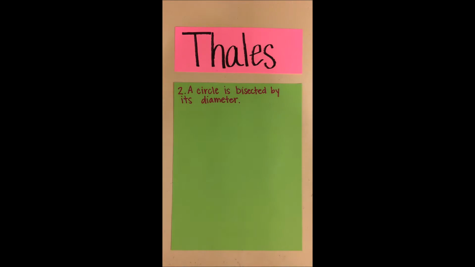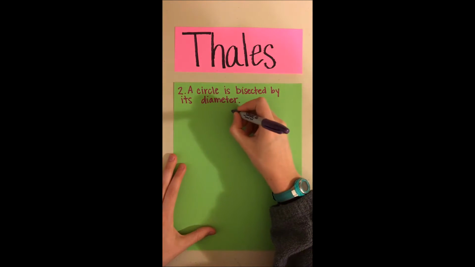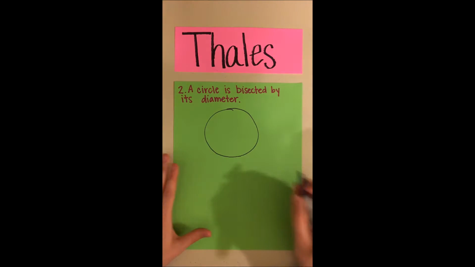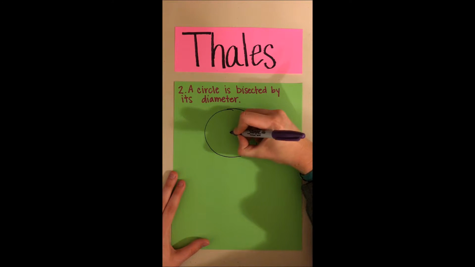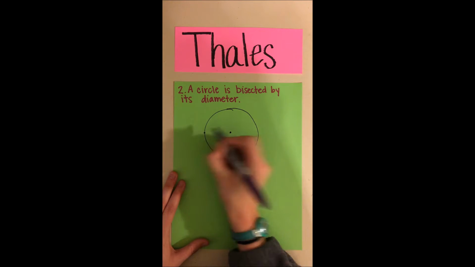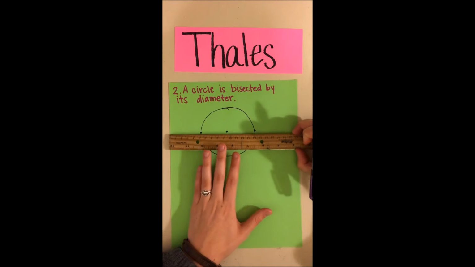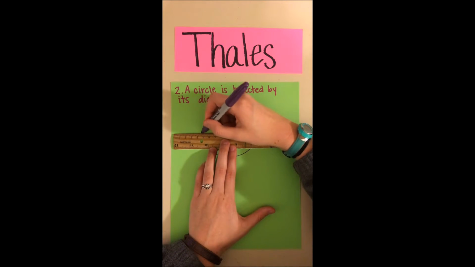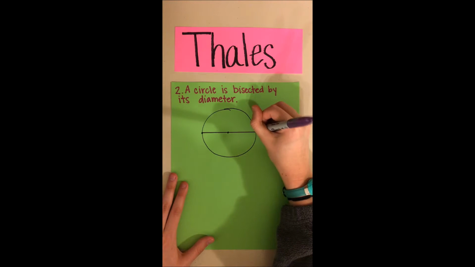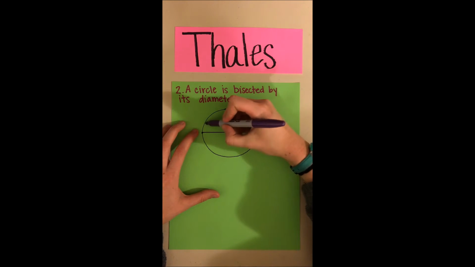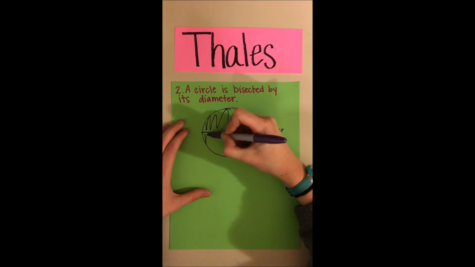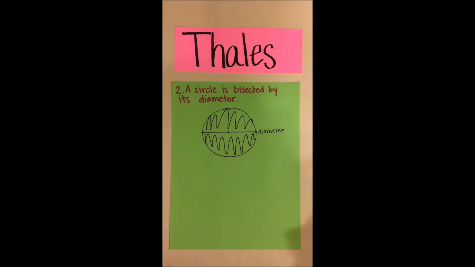Our second contribution by Thales was a circle is bisected by its diameter. So we're going to explain that right now. You have a circle right here. And then a diameter of a circle is any straight line segment that passes through the center of the circle and whose endpoints lie on the circle. So here's roughly the center of the circle, and here are my endpoints that lie on the circle. And I'm going to connect the lines to form the diameter. And what Thales said was that this diameter bisects it, so this half is equal to this half. And that is the second theory.